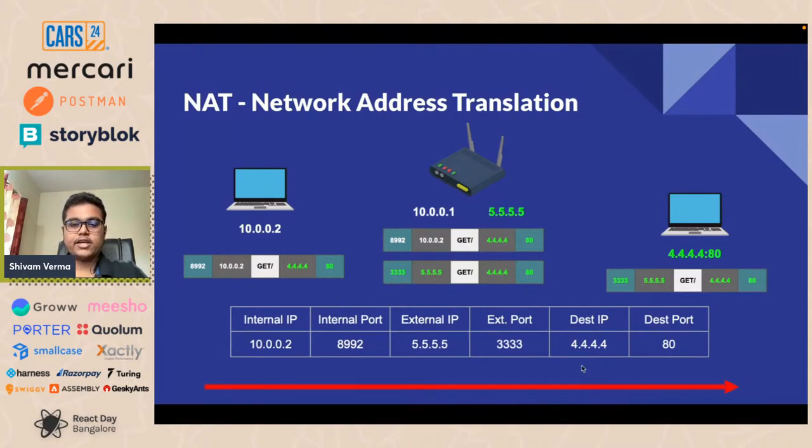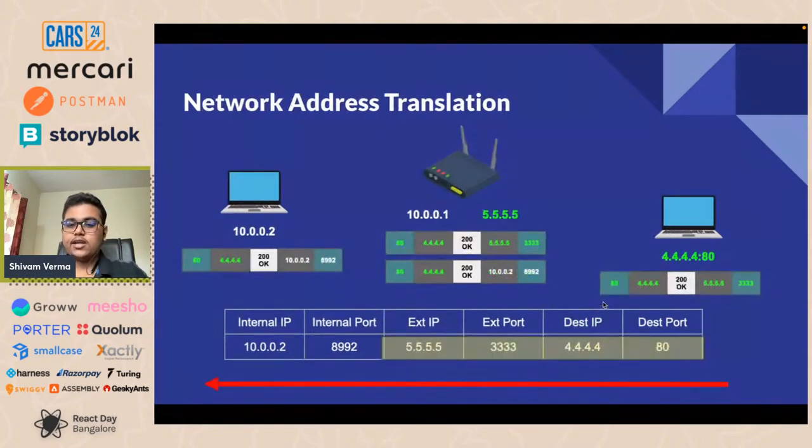A NAT table is created inside the router, and it stores your IP address as well as port number, and sends the request to the destination IP address and port number. When the request reaches there, it's the IP address of the router which is exposed, which is 5.5.5.5, and the router's port number, not yours. It gets there and it comes back. When the request comes back, it looks up the NAT table and asks, where should I send it back? It says, okay, this was coming from 10.0.0.2, so let me send it back. This is basically how NAT works.